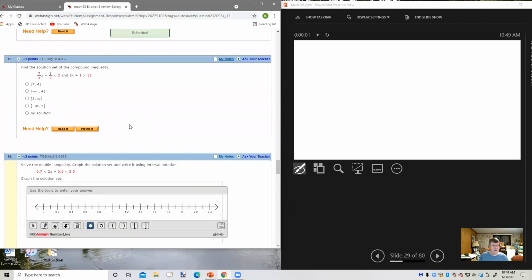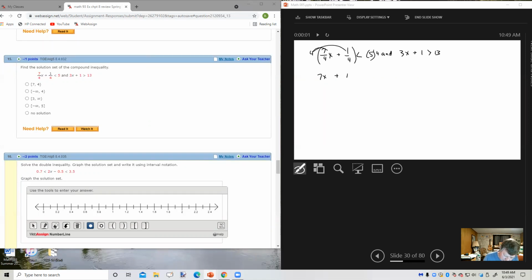Find the solution set of the compound inequality. Okay. So we've got 7/4 x plus 1/4 is less than 5, and 3x plus 1 is greater than 13. So first of all, we need to solve each inequality for x on the left side of the inequality. I'm going to clear the fractions. I'm going to multiply both sides of this inequality by 4. So that gives me 7x plus 1 less than 20. Then I'll subtract 1, 7x less than 19, divide by 7, x less than 19 sevenths.